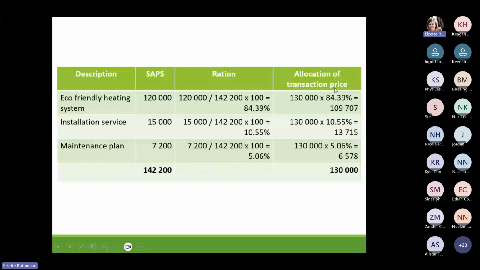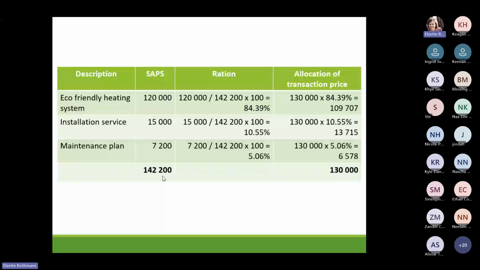Okay, but now we need to recalculate the amounts for each of these items. Because for the eco-friendly heating system, we cannot recognize 120,000 Rand because then in the end, we're going to end up with a revenue of 142,200, which is not the case. We just said that this is limited to 130,000. Okay, so now we have to recalculate.